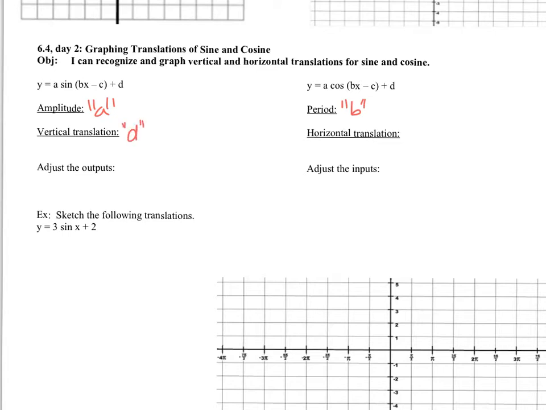Notice d isn't in parentheses, so it has to be written completely outside of the trig function, not in parentheses with x. And if anything's being added or subtracted, what that will do is it will move the graph either up or down. So you'll take your output values and either add that number or subtract it, depending on what it is.